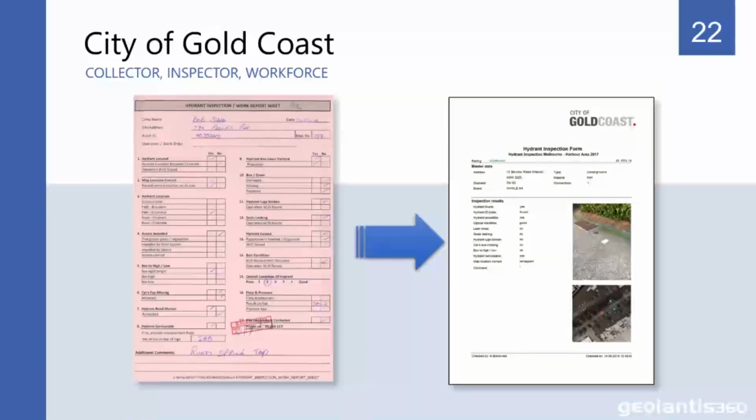hydrants. That screen on show now is an example of the paper form they were using. So they had a clipboard and they would go and tick the boxes and fill out the details for each site. On the right is the output from Geolantis once the survey is done inside the application, including photo, the position, and all of the questions that were presented in that pink form. It's a really great example of how the data was absolutely improved immaculately from their previous state.